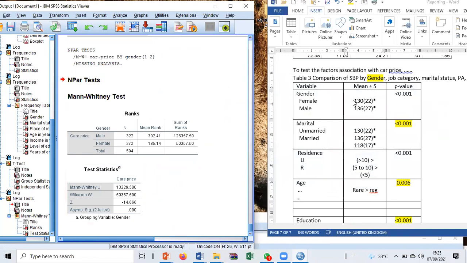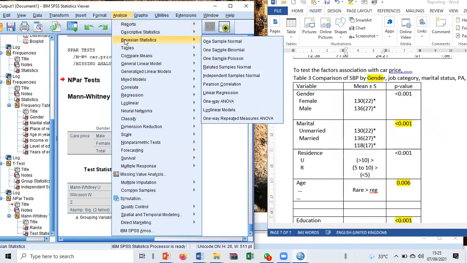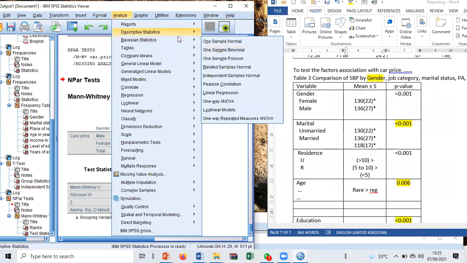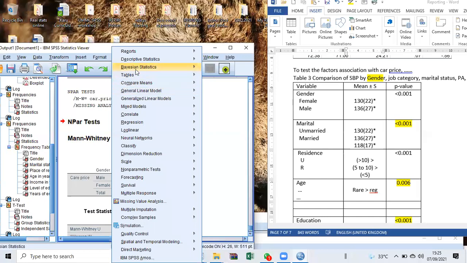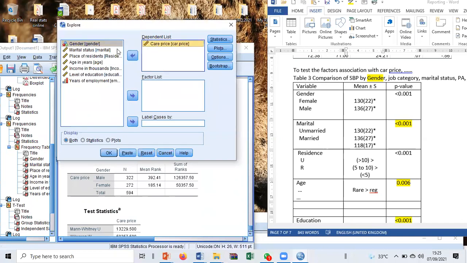Yes. What goes here? Median and interquartile range. How do you get that? Under descriptive, explore. Car price by gender. That's all.